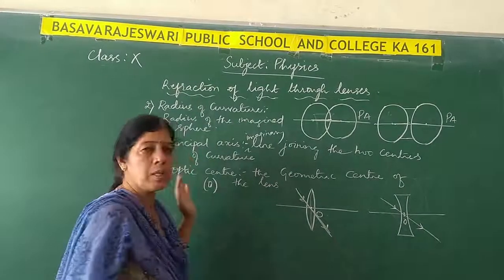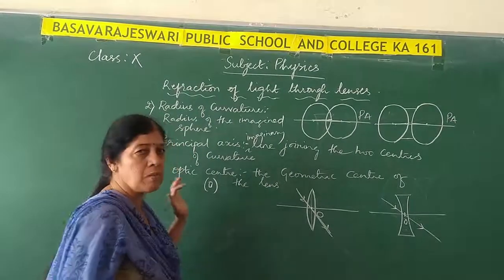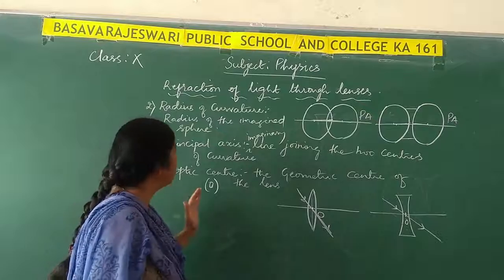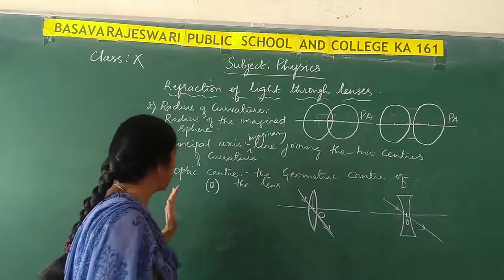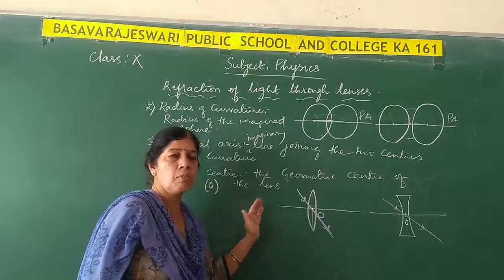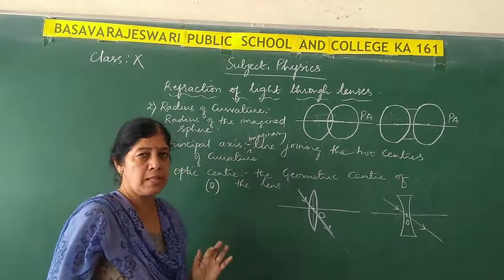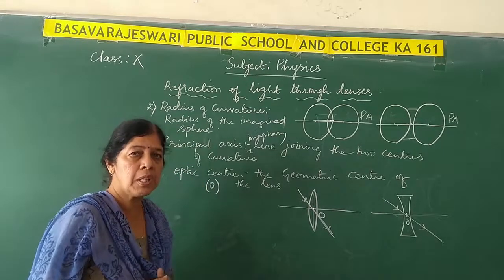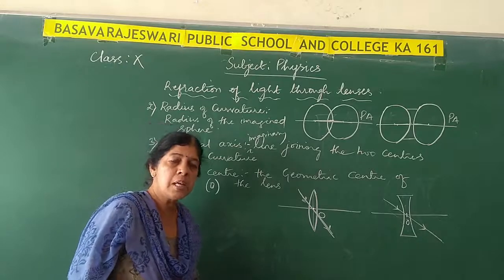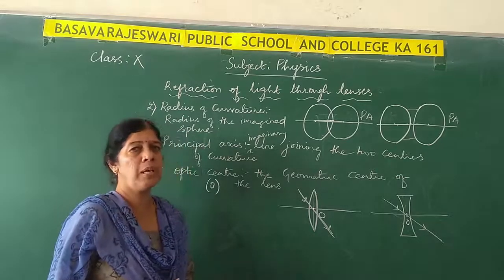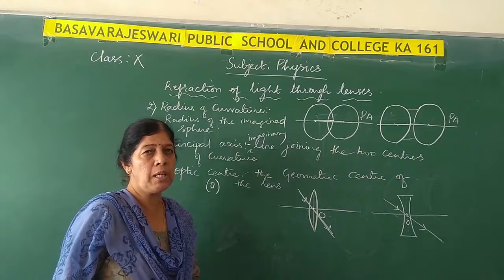Now, till now 4 terms we have learned. One is center of curvature, the second one is radius of curvature, the third one is principal axis of the lens, and the fourth one is the optic center of the lens. In the next video, we shall learn some more terms regarding the lenses, that is principal focus, focal plane and focal length of the lens.